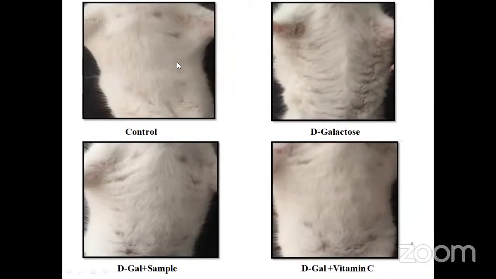In the second week, D-galactose was induced subcutaneously in the Swiss albino mice, which shows an aging pattern clearly visible in the abdomen of the mice. When compared to the control, the D-galactose induced mice show skin shining in the abdomen, whereas the third and fourth photos show the sample, agar treated, followed by the positive control, for which we took vitamin C.